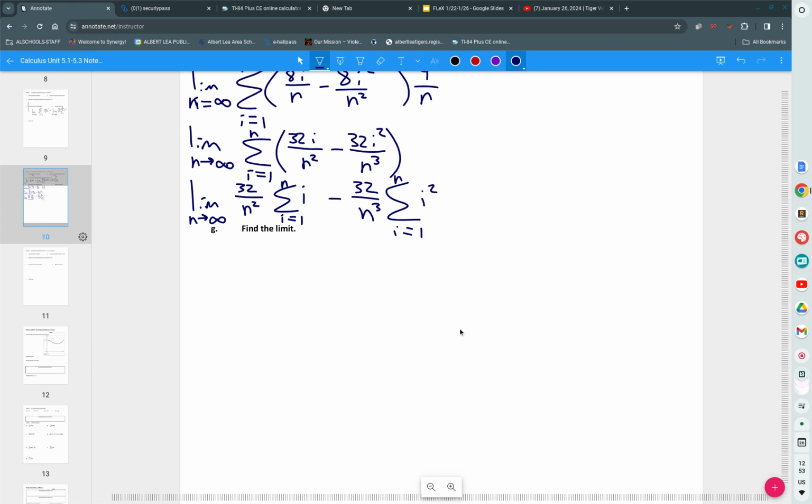I split it into two parts. So notice that this just says a sum. So I have really two different sums here that I'm subtracting. So I just wrote the expression as two different sums, one limit.